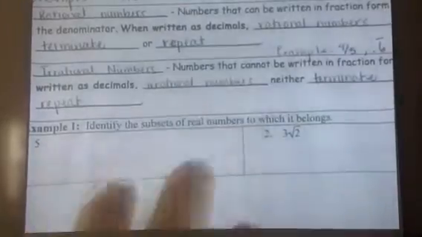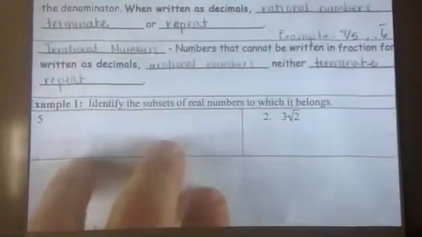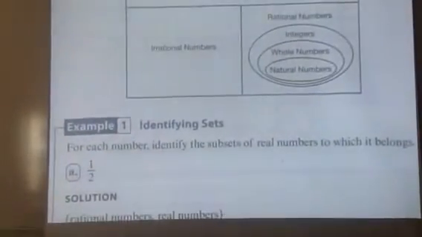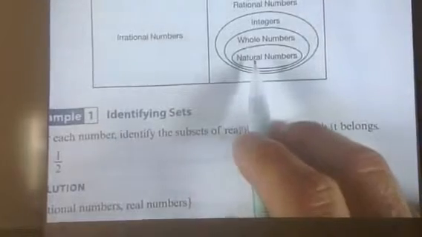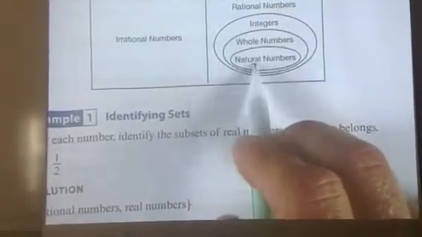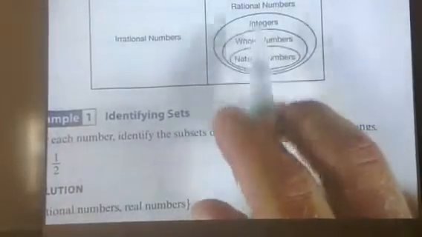So let's look at some examples. Example 1 says to identify the subsets of real numbers to which this belongs. Now this word subsets, notice that it is plural. That means we are identifying all of the subsets. So an easy way to do this is to look at this chart right here. This chart is in your book on page 3. Because you can always start with the bottom. Start with natural numbers. What you'll notice is that if a number is natural, so something like 3 is a natural number, if it's natural, it's also a whole number, it's also an integer, it's also a rational number, and it's also a real number.